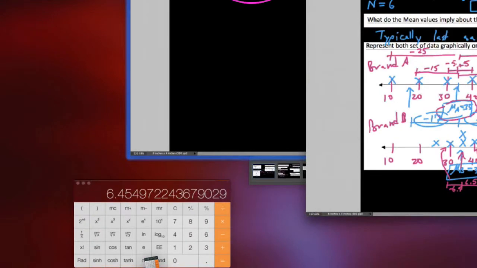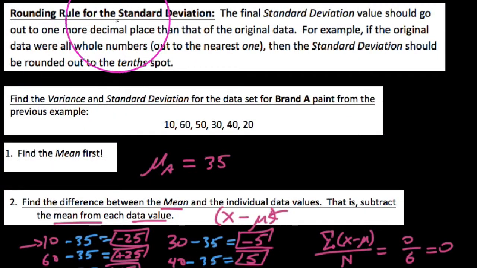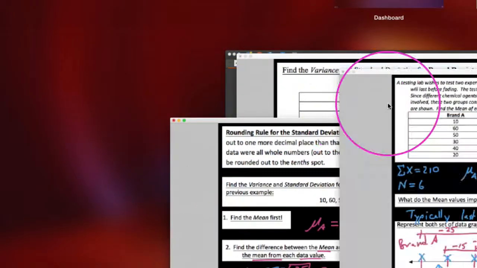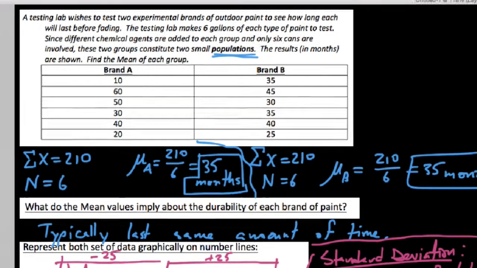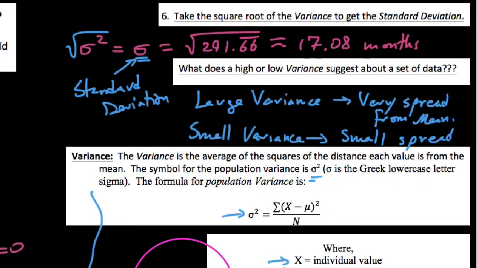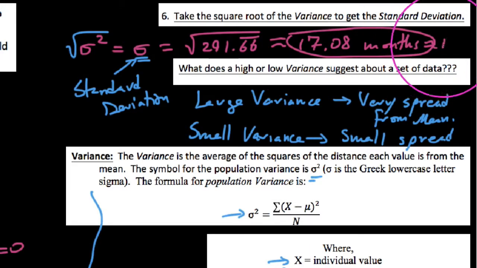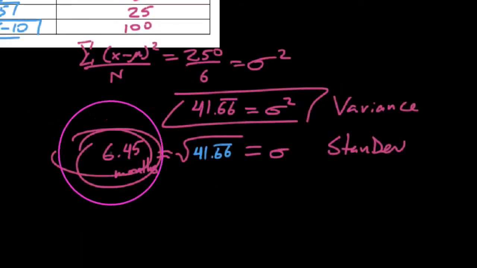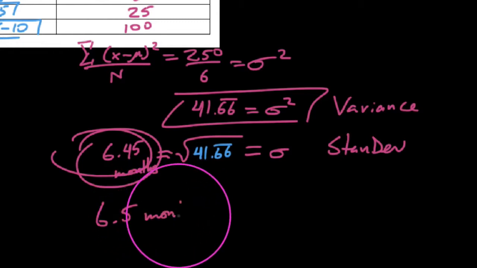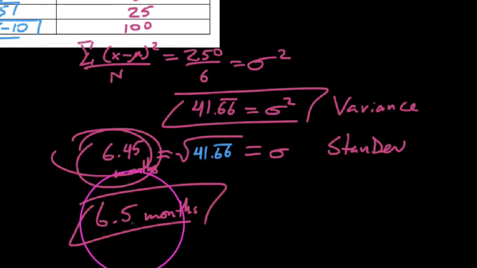Last but not least, I want to mention the rounding rule for the standard deviation. It says the final standard deviation value should go out one more decimal place than that of the original data. When I look at my original data, you'll notice that at most our data went out to the nearest whole month. So when I reported my standard deviations, I actually went a little bit too far. The standard deviation in the first case was 17.08 months. We said this should probably be called about 17.1 months. And on this last page, when we found the standard deviation was about 6.45 months, we might as well just call this about 6.5 months, because I want to go out one place value after the whole number.